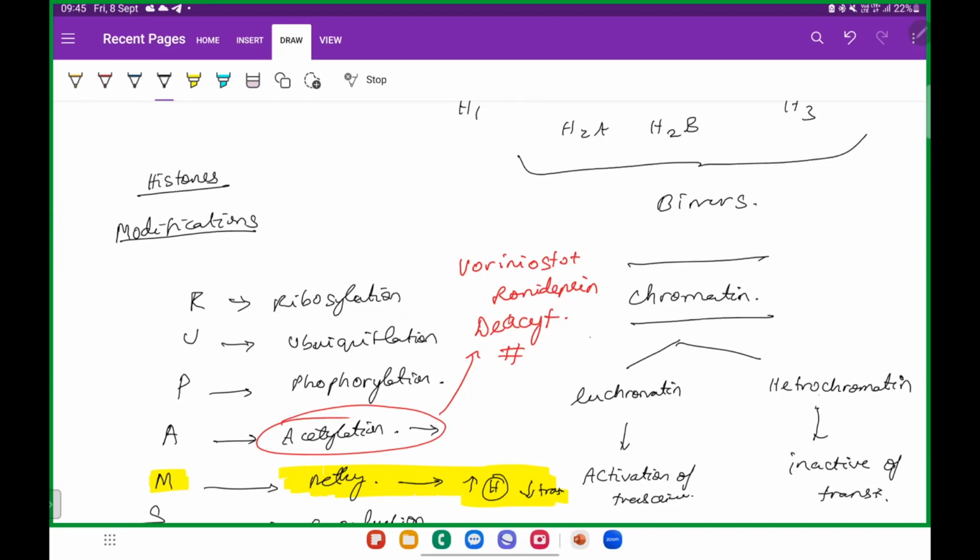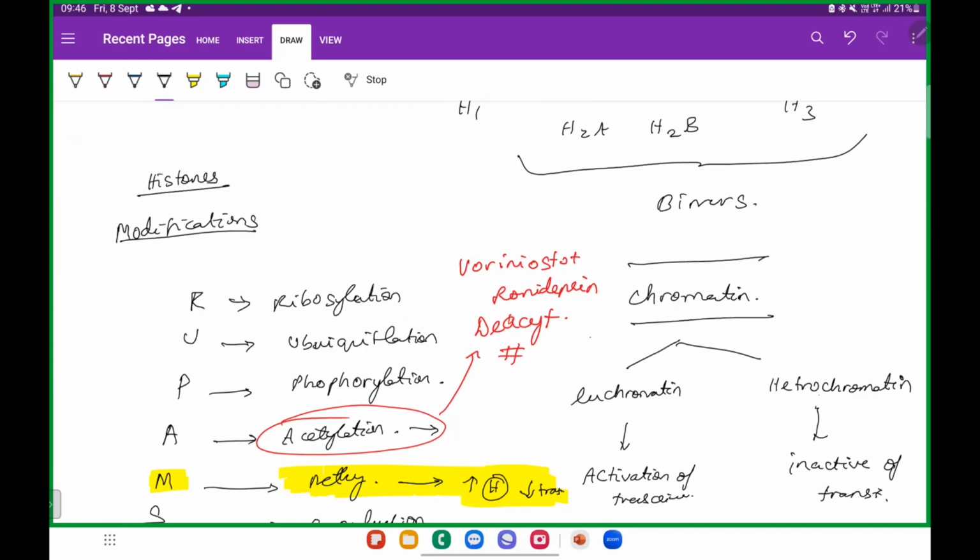Okay, I think you have a doubt, so I'll tell you again. Histones are the ones around which your DNA wraps. They control the DNA moving into replication or transcription. The histones get modified, and the modifications are called Rupa MS. R stands for ribosylation, U for ubiquitination, P for phosphorylation, A for acetylation, M for methylation, and S for sumoylation.